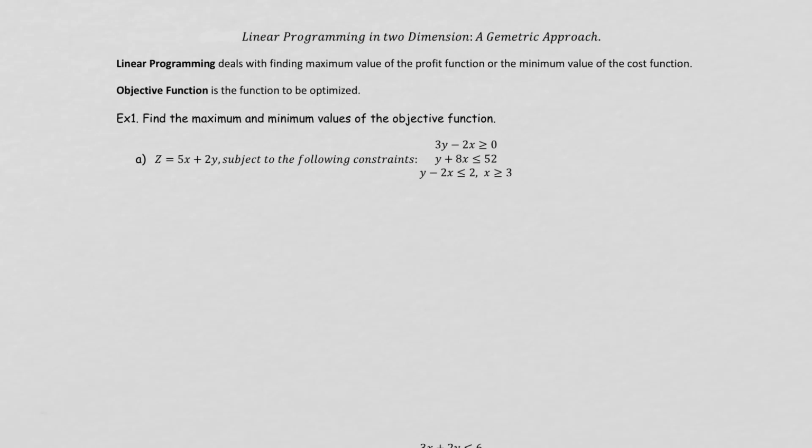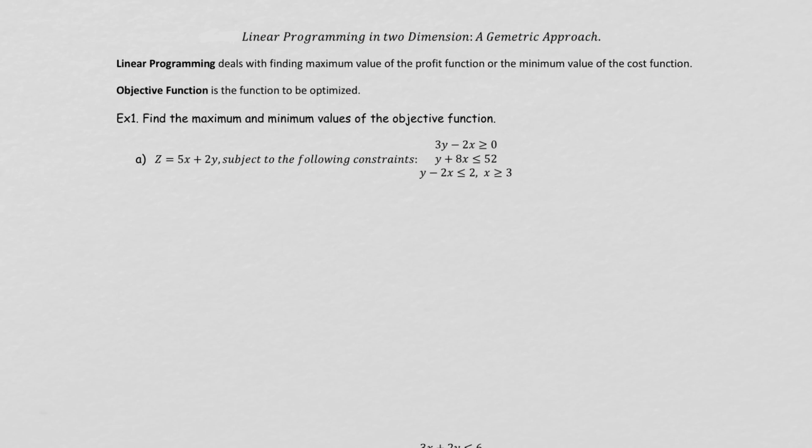Today's lesson, we're going to talk about linear programming in 2 dimensions. So what's linear programming? Linear programming deals with finding the maximum value of profit functions or the minimum value of cost functions. The objective function is a function to be optimized.